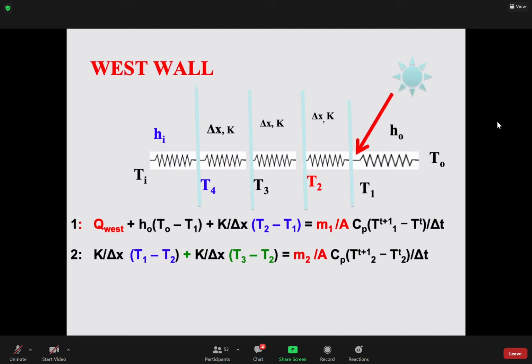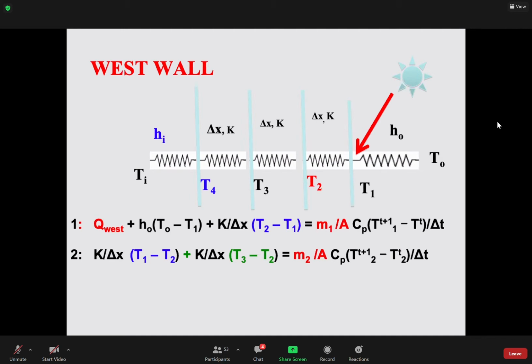Sir? Yes, sir. So M1 and M2 represent the mass of node number 1 and node number 2. So for M2, for example, it's the mass of the wall between T3 and T1. Good point, I will go to the next slide. I will show it to you.